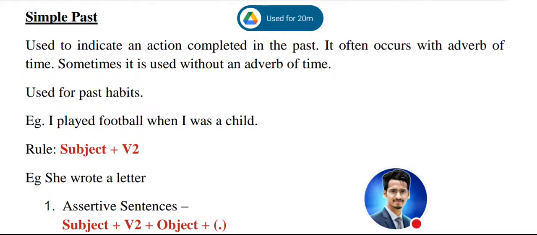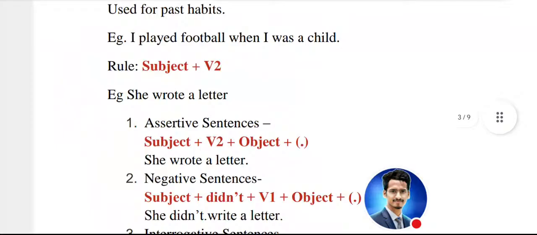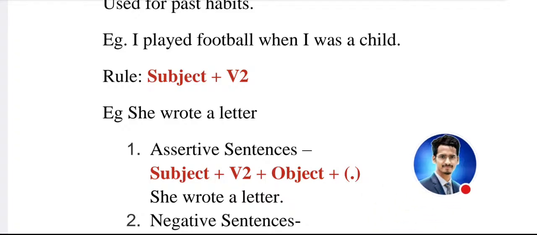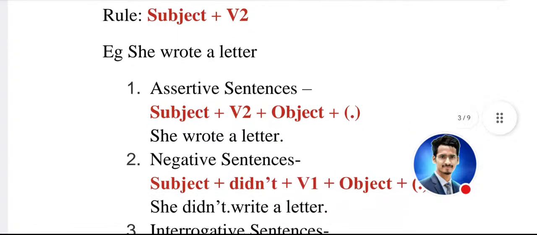So this is very simple past. If you want to make any sentence past, you just make the verb past form, meaning v2. And if you make any sentence present indefinite or present simple, make the verb present form, which is v1. So in this way you can make any sentence present or past. This is very simple. So what are the rules? Subject and v2.